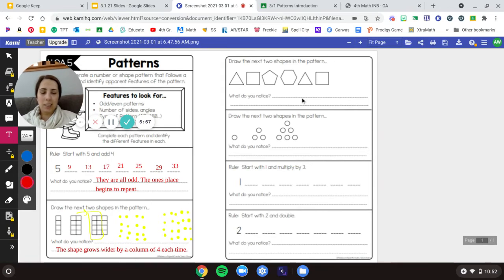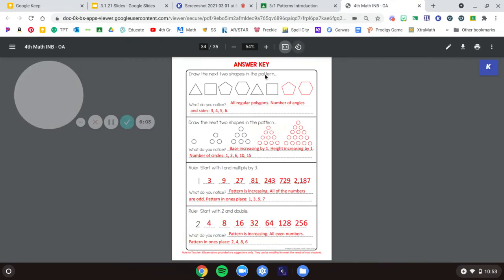All right, so this time we're going to take a look at another sheet that I have that has these answers on it. So we needed to draw the next 2 shapes. You should have drawn a pentagon and a hexagon. You might have noticed they're all regular shapes. Or you could have gone by the number of sides. We start with 3, 4, 5, 6. Did you catch on to that pattern? Maybe you noticed something else.